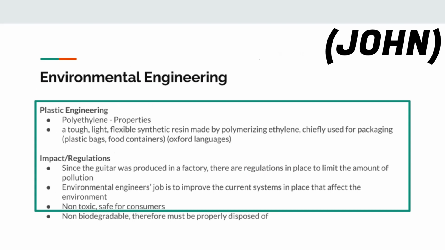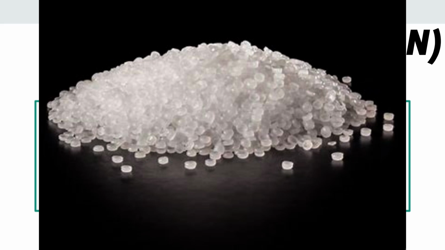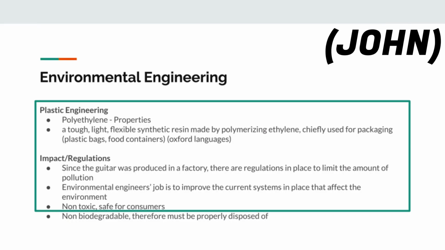Lastly, we have environmental engineering. Plastic was the main component for the material of this guitar. Polyethylene is a tough, light, flexible, synthetic resin made by polymerizing ethylene, chiefly used for packaging, plastic bags, and food containers. Since the guitar was produced in a factory, there are regulations in place to limit the amount of pollution, as well as to make it safe and non-toxic for consumers.